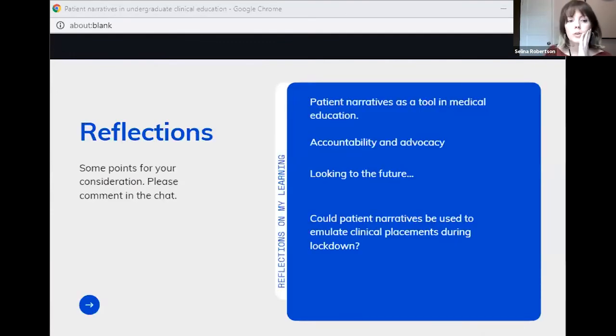So these are some points for your consideration, and are based on my reflections throughout the project. So, can we use patient narratives as a tool in medical education? And if so, how should we be doing this? If we are using them, what sort of roles do we have in terms of accountability and advocacy for our patients? And then looking to the future, could patient narratives be used to emulate clinical placements during lockdown? Obviously, there is no substitute for being on the wards and going to clinical attachments, but is there some scope for using them there? I think that would be something that I would like to discuss with you.